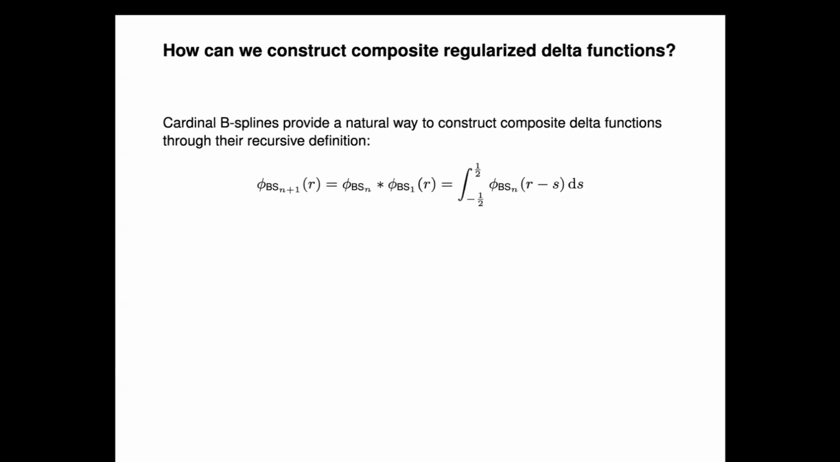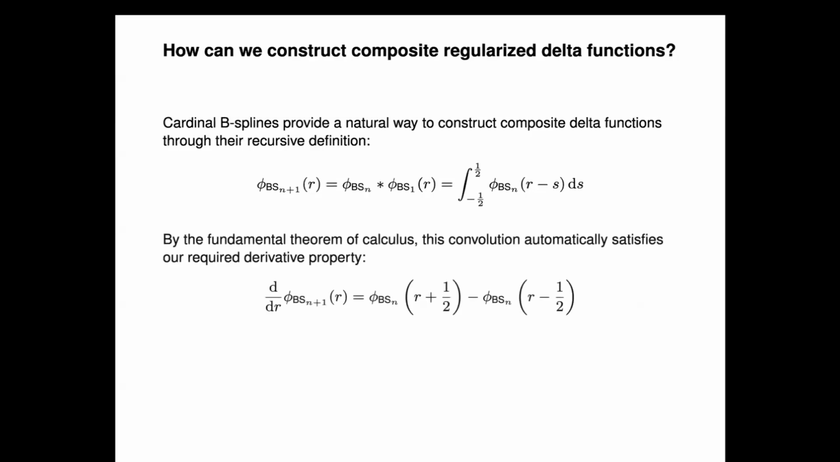Okay, all right. So how do you build them? What do you actually use? Well, you use B-splines. The n plus first B-spline is the convolution of the n B-spline with this window function. So you take the derivative, and you get this derivative property. There's a relationship between the continuous and the discrete derivatives of these B-spline functions that is exactly what you need in order to have this gradient preservation property.